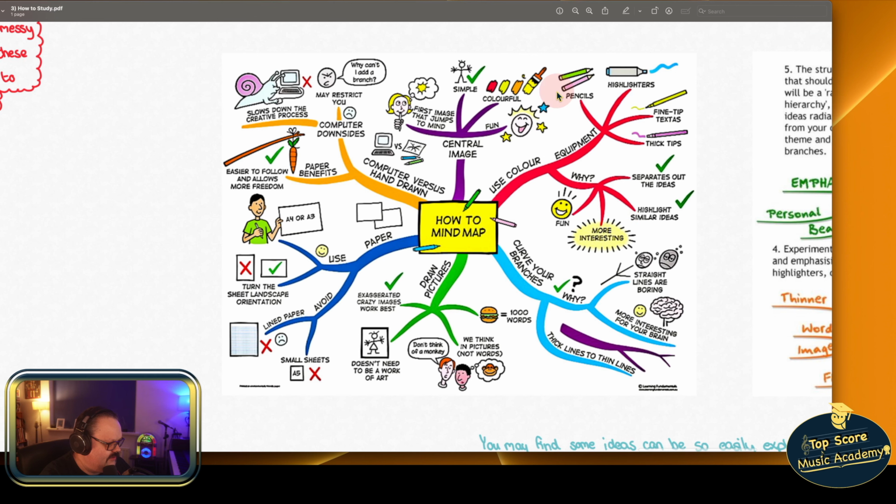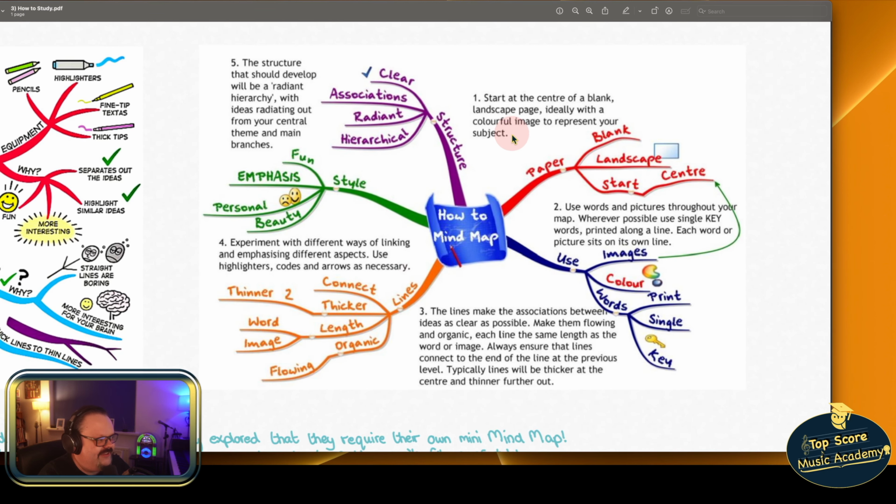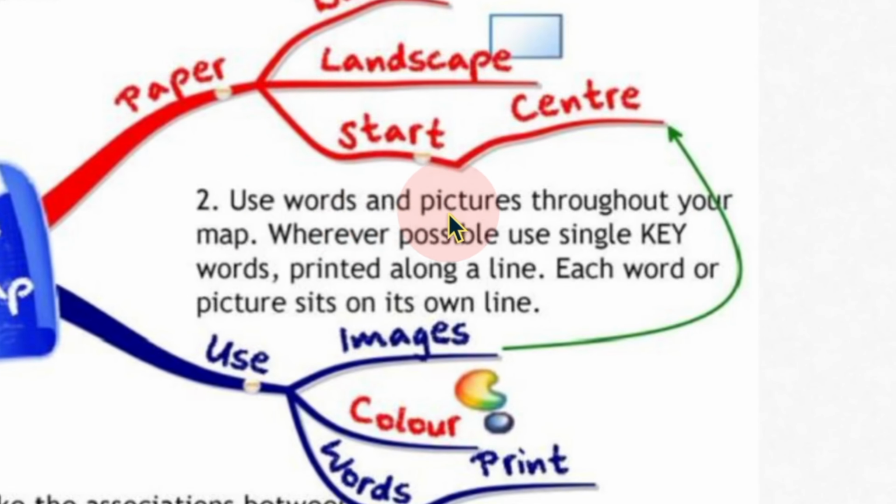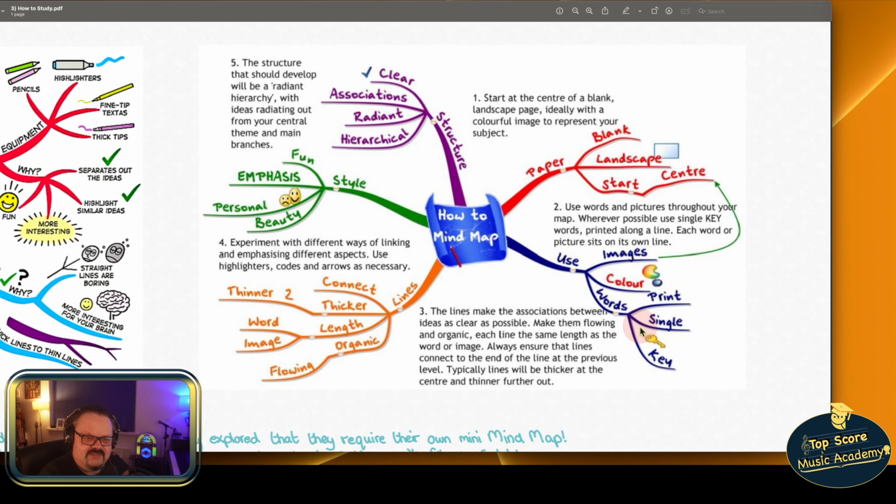Okay, so yeah, you can have a wee look there, and of course these handouts will be available to you guys just to give you an idea of the summary of all the things we were talking about for mind maps. Make them as colorful, with as many doodles and as few words as possible, and thicker branches going out to thinner branches. Have words capitalized if you can to make them stand out and easier to read. And here's a summary of the summary. Number 1, start at the center of a blank landscape page, ideally with a colorful image to represent your subject. Number 2, use words and pictures throughout your map. Wherever possible, use single keywords printed along the line. Each word or picture sits on its own line. So it just makes it easier to see the information.